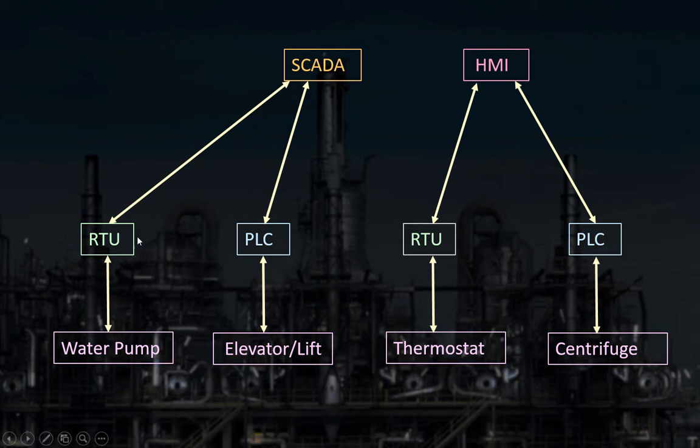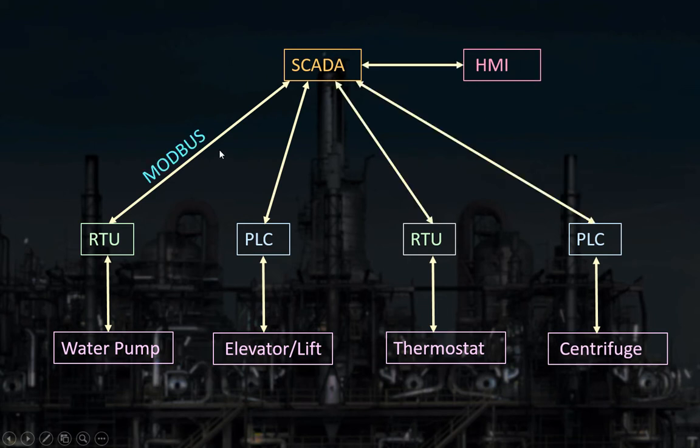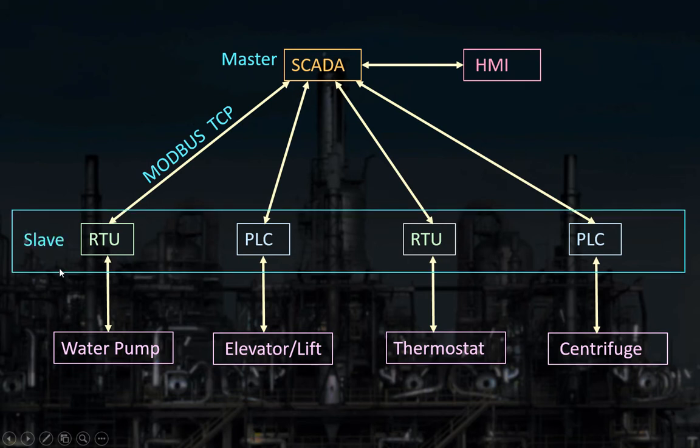The communication between the SCADA and RTU or PLC can happen by using different communication protocols. One of the examples is the Modbus protocol. There are two types: Modbus RTU, which uses serial communication, and Modbus TCP, which uses TCP/IP. Now in this protocol, the SCADA is called a master, and these controlling devices are called slaves. Here the master can perform read and write operations on the slave. It works on port 502.